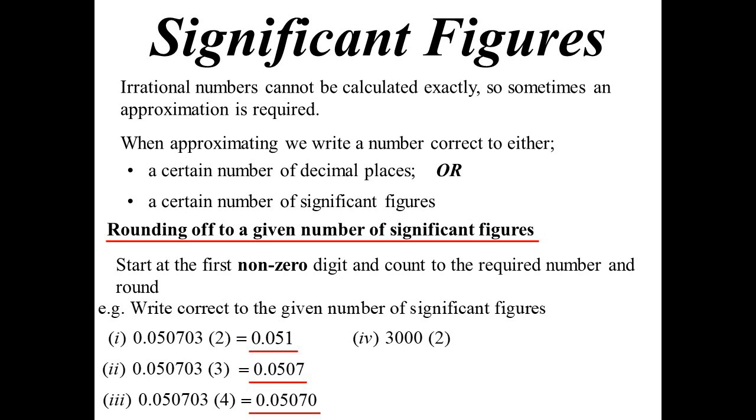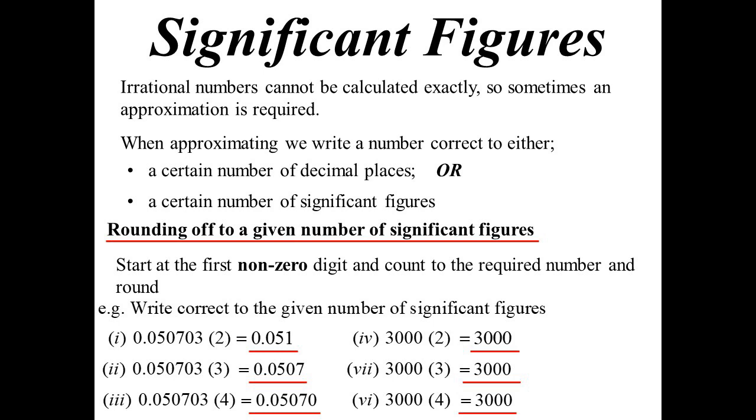Whole numbers are far more interesting though. 3,000 to 2 significant figures. You start at the first non-zero number, which is 3. Count 2, so that's 0, round. Next 0, we leave it. So it's 3,000. 3 significant figures: I start at the 3, count 3, next number 0. It's 3,000. 4 significant figures: I count, it's 3,000. They all have the same answer.